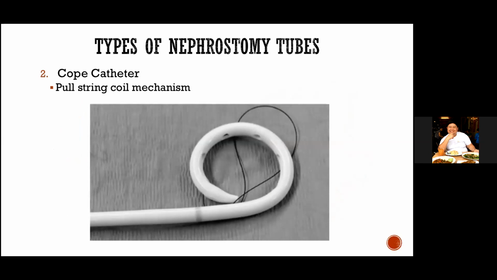It has a pull string coil mechanism. It has better retention, and the risk for dislodgement can be reduced by placing the retention loop in a polar calyx rather than the renal pelvis and by using a nephrostomy tube with extension down the ureter.